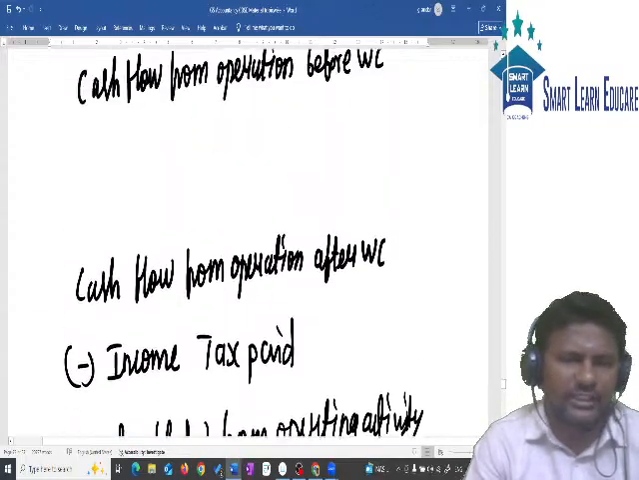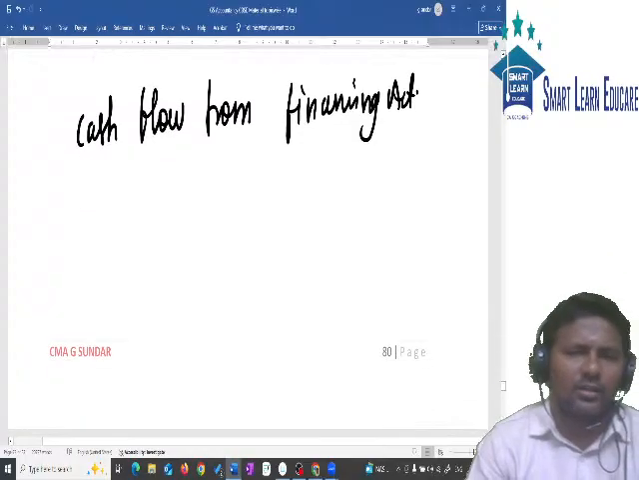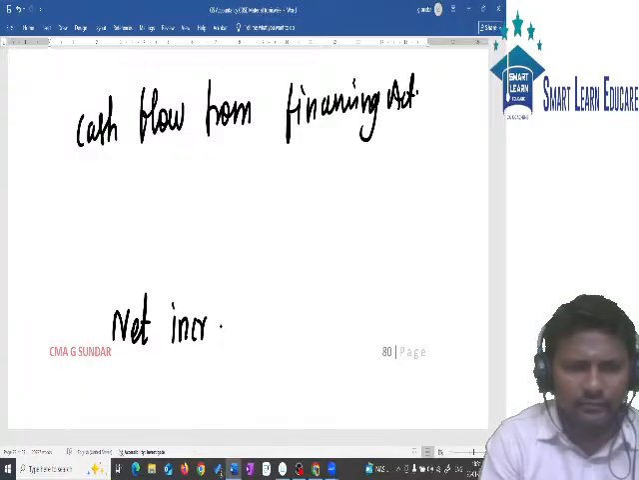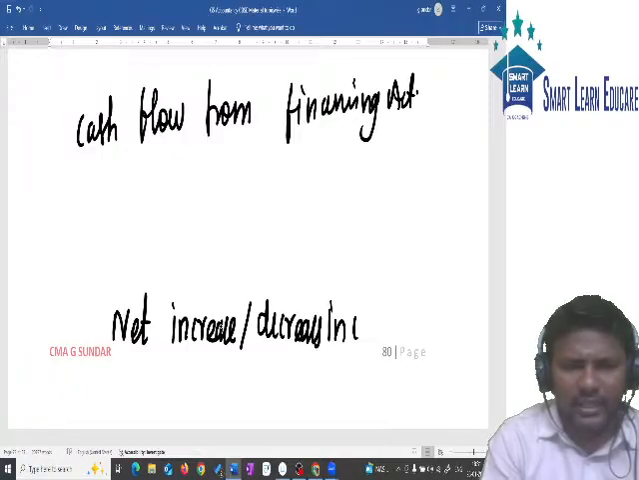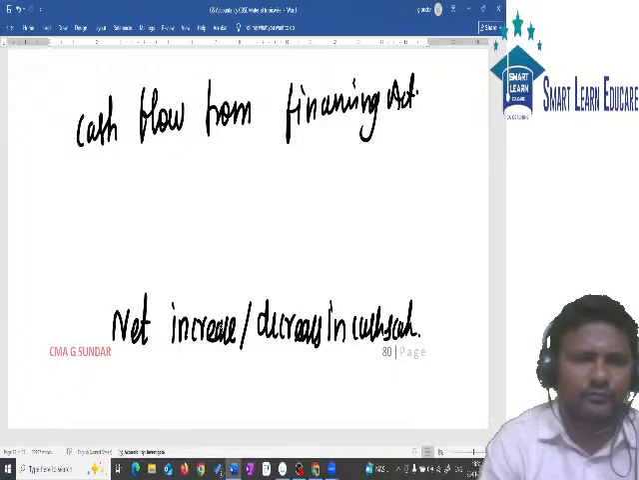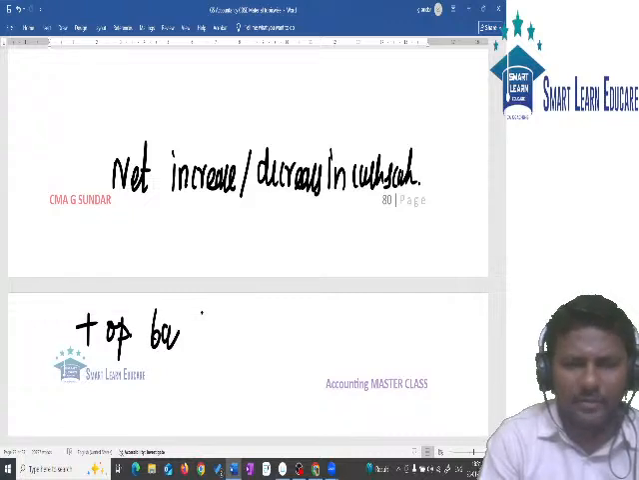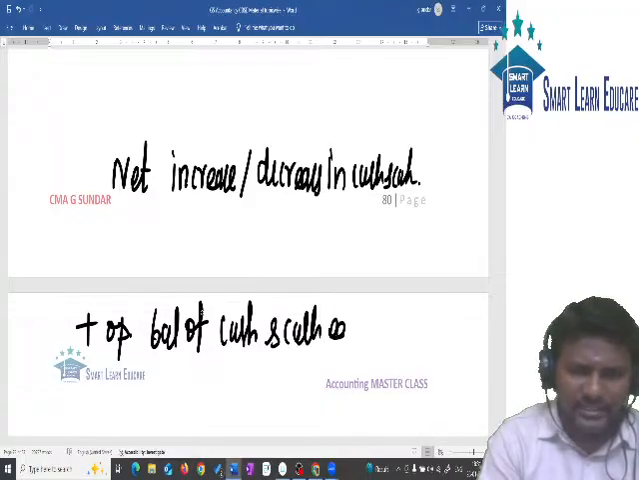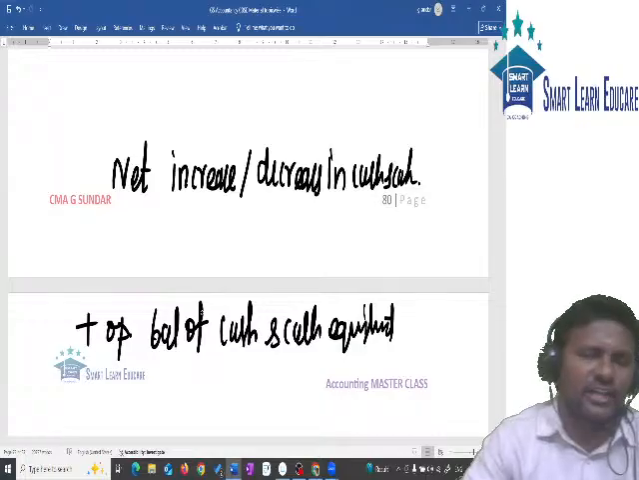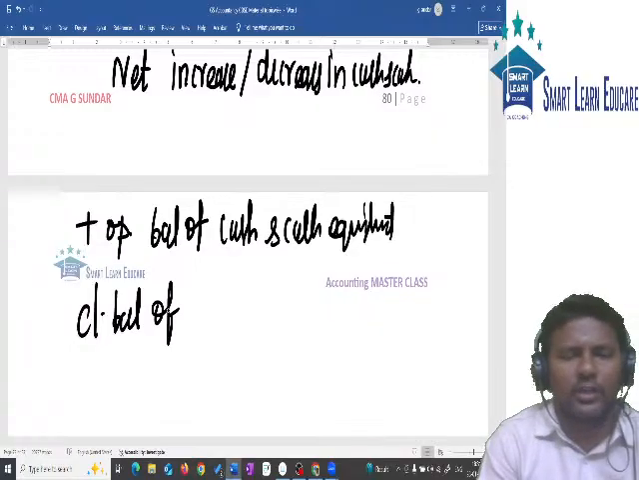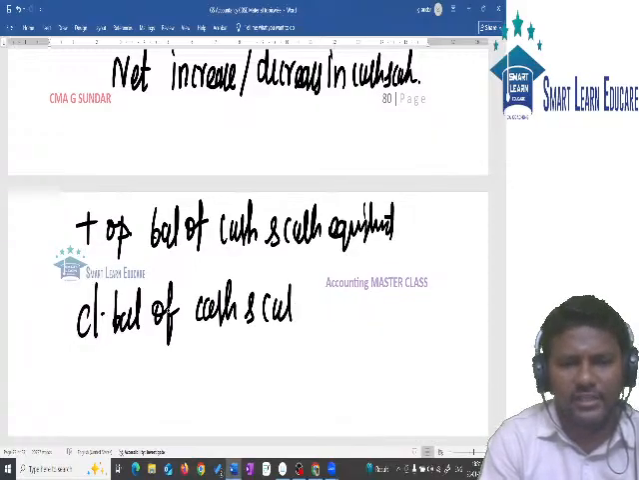So first all the three things எழுதியாச்சு. அப்புறமா have one more thing, net increase or decrease in cash and cash equivalent. With that, add opening balance of cash and cash equivalent. You should get closing balance of cash and cash equivalent.